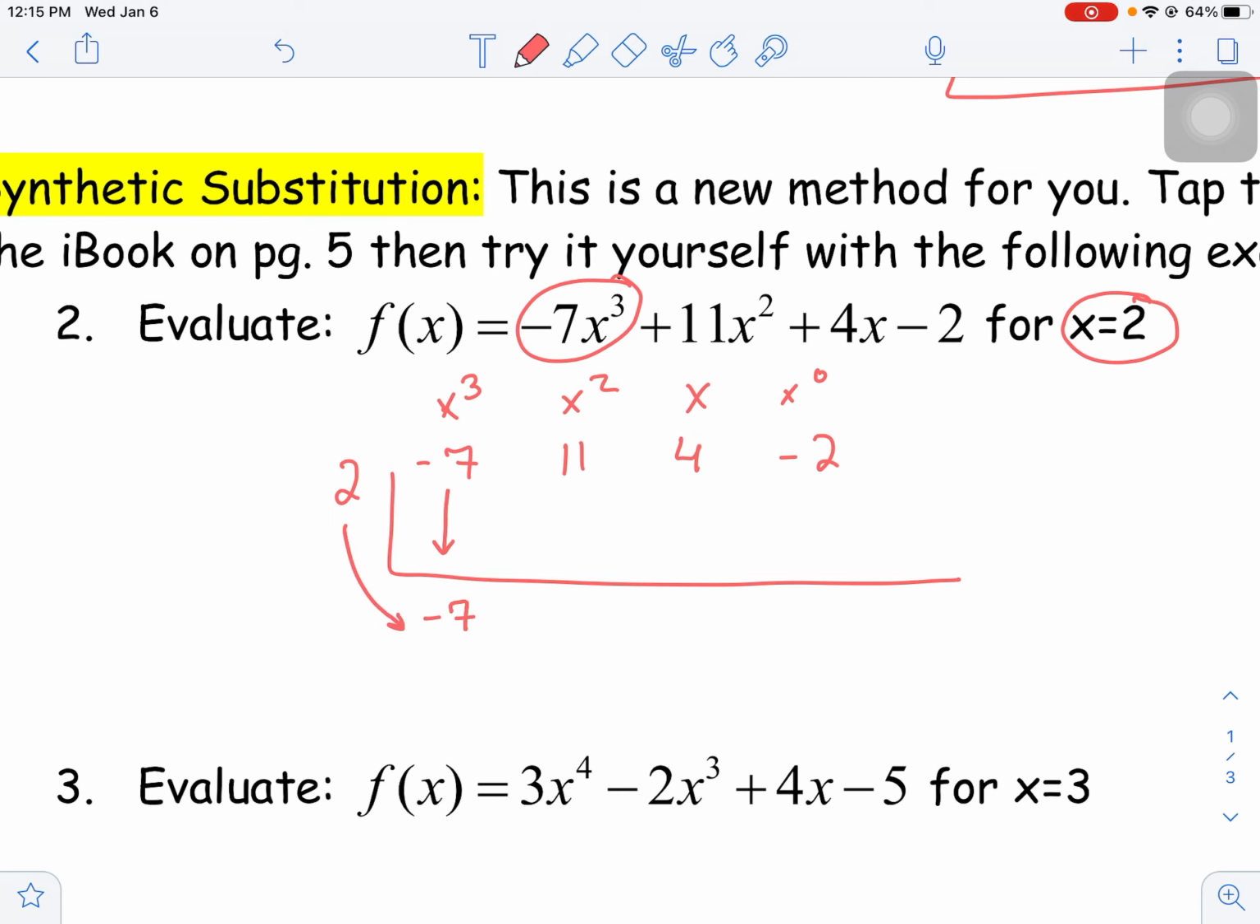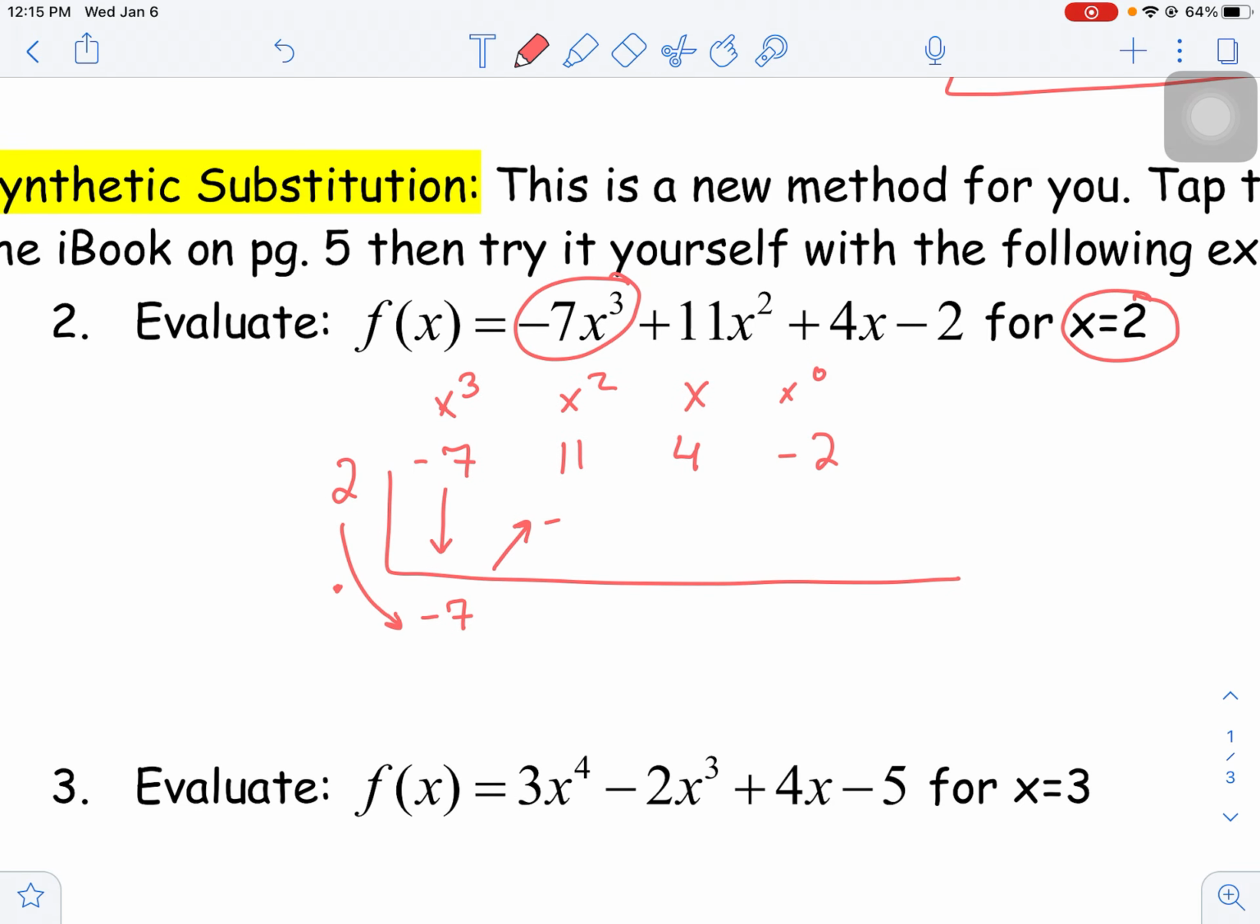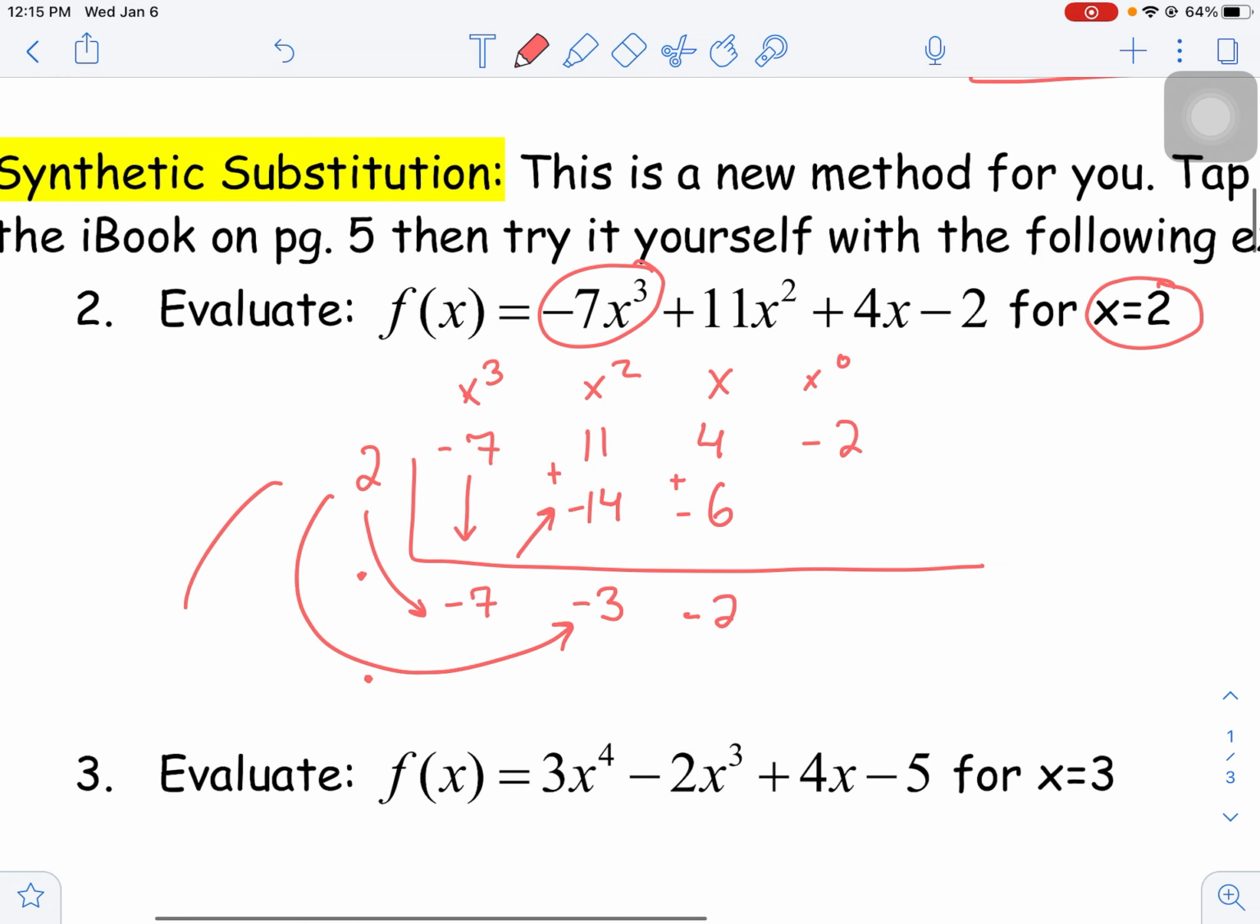And now you're going to take 2 and you're going to multiply it by negative 7. So that gives us negative 14, which goes right here. And then it's always addition down. So 11 plus negative 14 gives us negative 3. And then again, we're going to multiply. We just follow the same pattern. Multiply negative 3 by 2, you get negative 6. You add them down, and you're going to get negative 2.